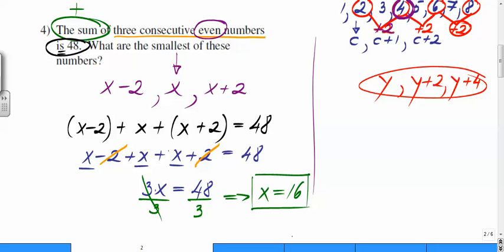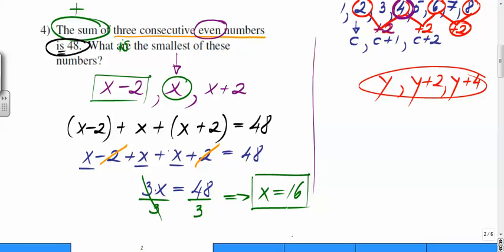Now, your x is the one in the middle. But the question says, what are the smallest of these numbers? I mean, it doesn't make sense. What is the smallest? Okay, it should be what is the smallest of these numbers. And the smallest number is x minus 2, right?